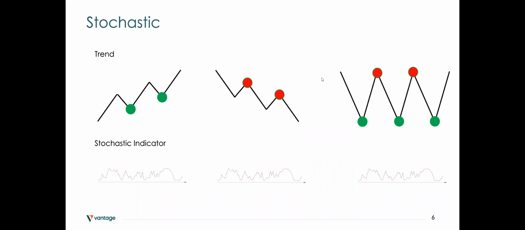And of course, once you have these big moves, these big spikes, and the market enters a ranging market, you can actually just follow the stochastic indicator and sell at overbought regions and buy at oversold regions during a ranging market.